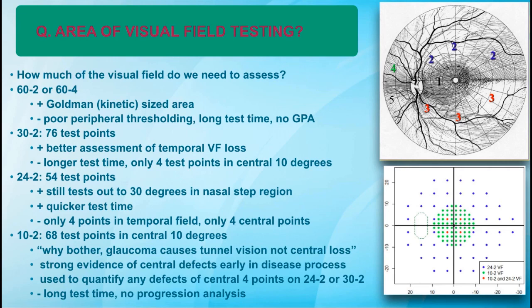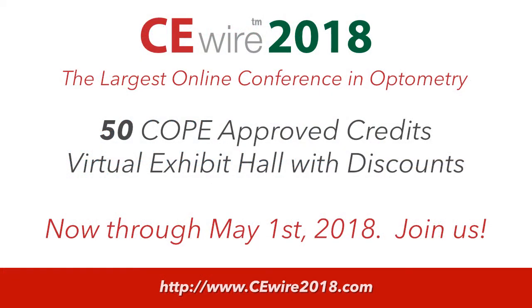However, these days we're getting strong evidence that central defects can occur in glaucoma in the early stages of the disease process, and we'll talk about that shortly. The other option of a 10-2 is in patients who have already lost a significant amount of peripheral vision. You can use that to quantify their remaining central vision. And I feel that any patient that has a defect in one of those 4 central points marked in red on the 24-2 or 30-2 deserves to have a 10-2 done as well to quantify.